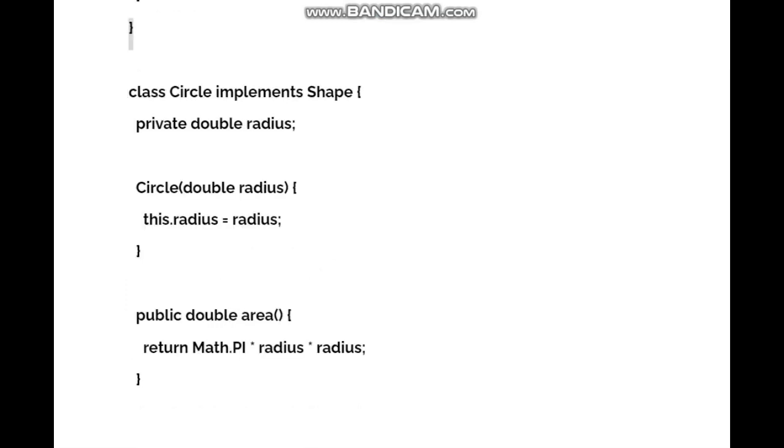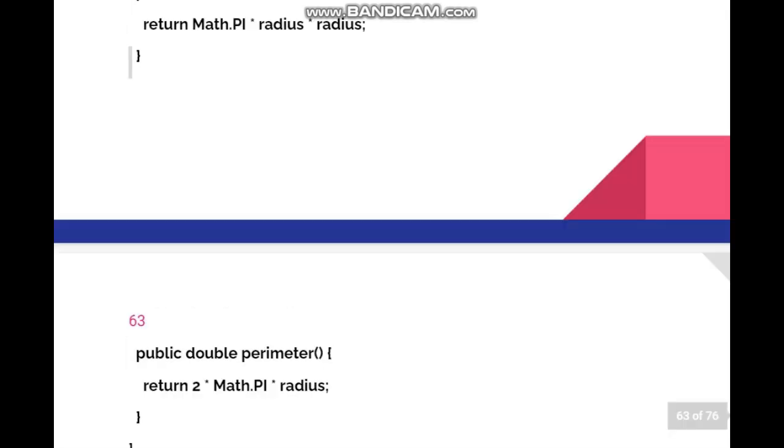Class Circle implements Shape. private double radius. Circle(double radius), this.radius = radius. public double area, return Math.PI * radius * radius. public double perimeter, return 2 * Math.PI * radius.